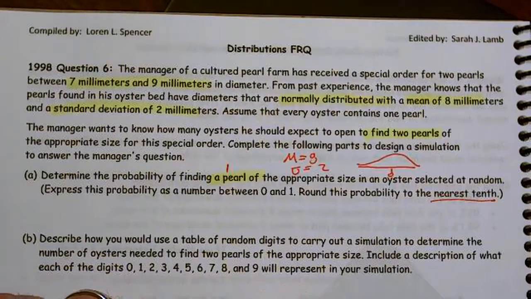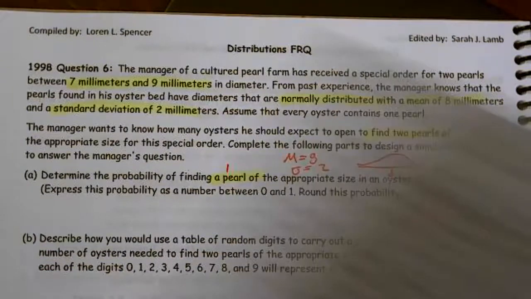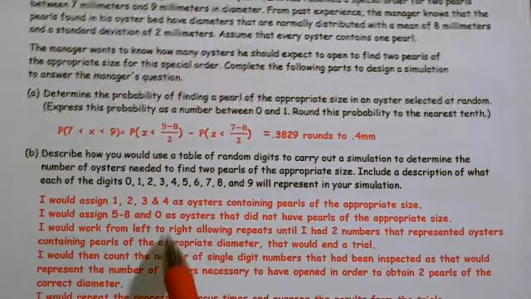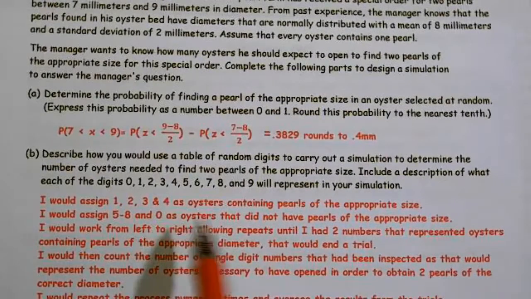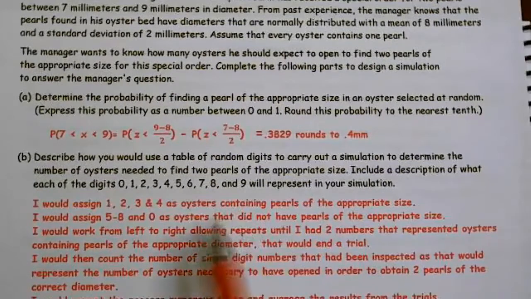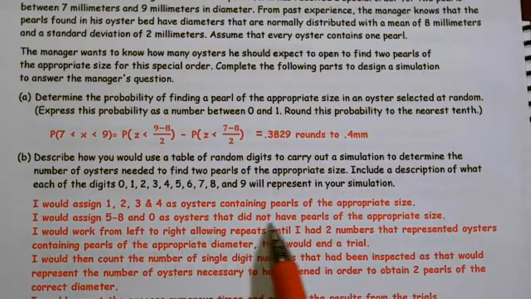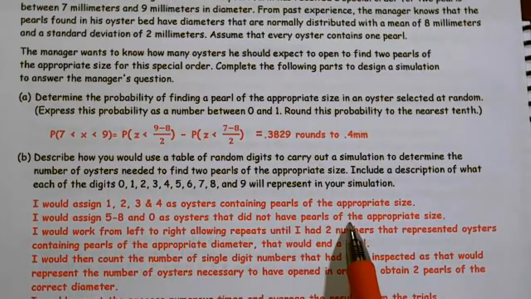I've gone ahead and written this up so I wouldn't have to make you wait for me to type it. I would assign 1, 2, 3, and 4 as oysters containing pearls of the appropriate size. I would assign 5, 8, and 0 as oysters that did not have pearls of appropriate size.